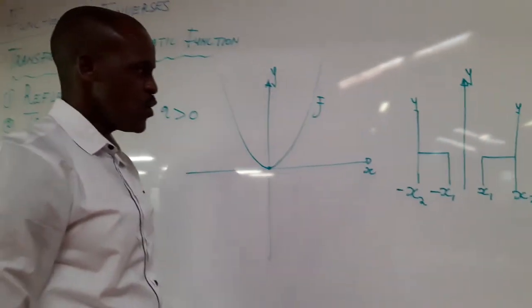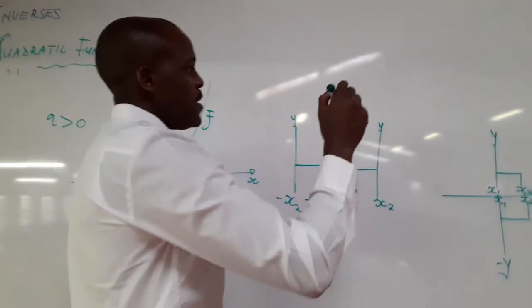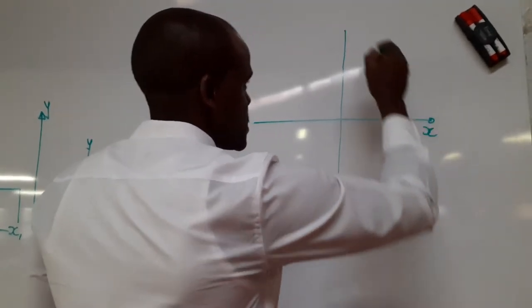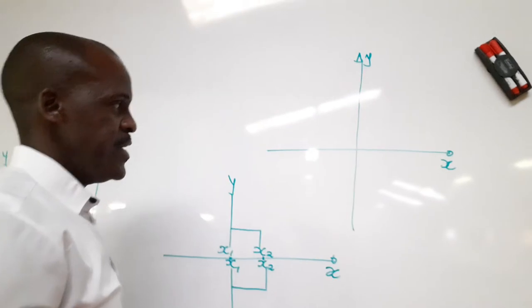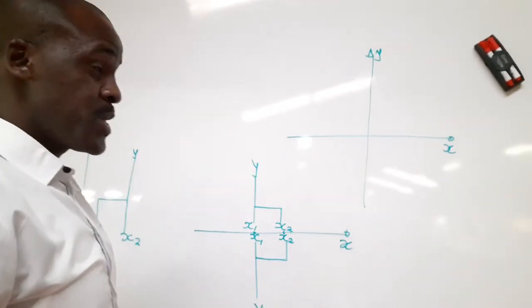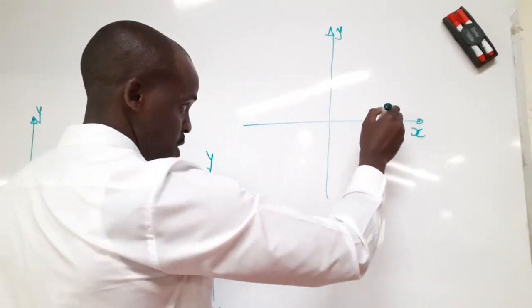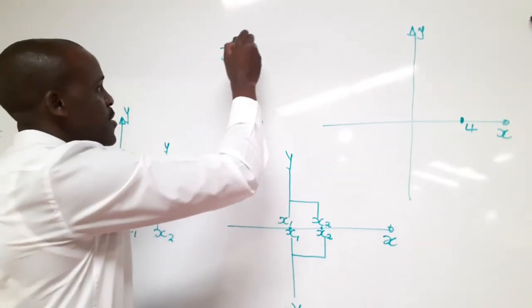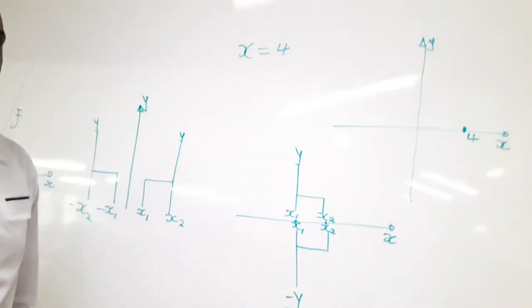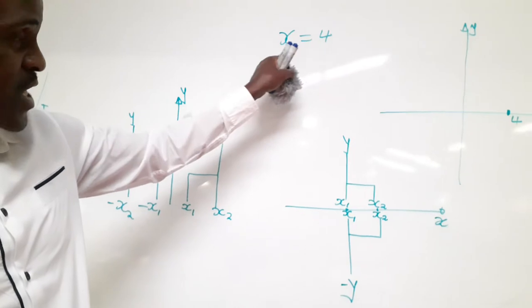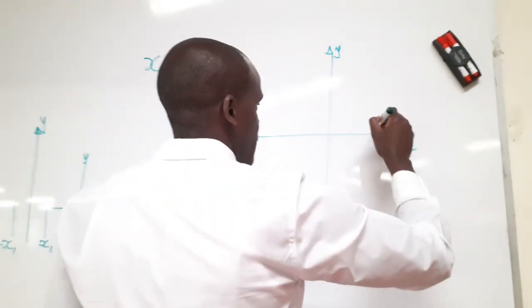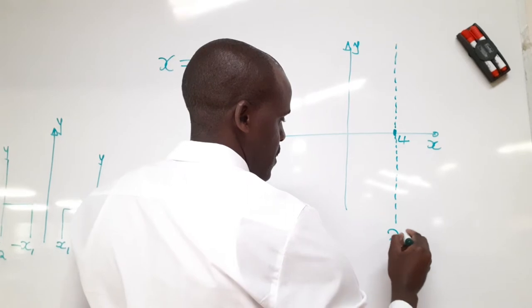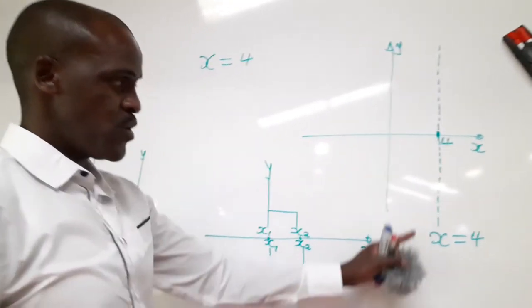And again, let's say this is our Cartesian plane, x and y. When we talk of x is equal to 4, that's positive 4. And you are to sketch this, x is equal to 4. To indicate this on a Cartesian plane, this is our x is equal to 4. That's how to indicate that.